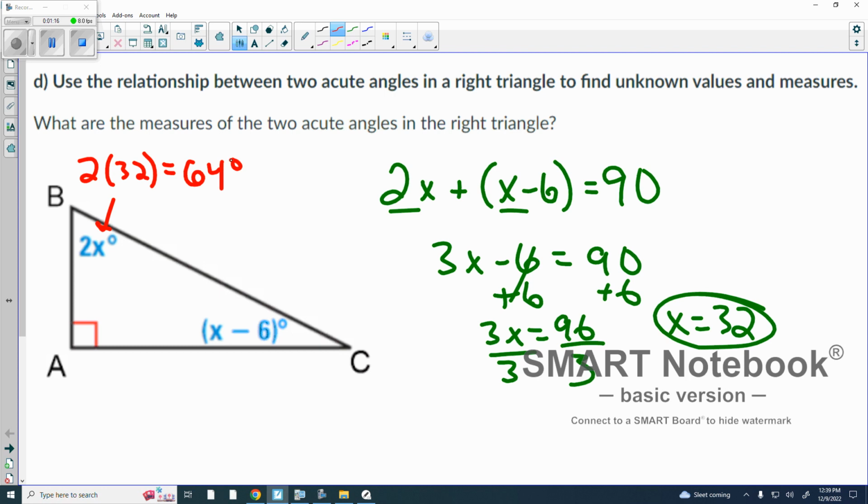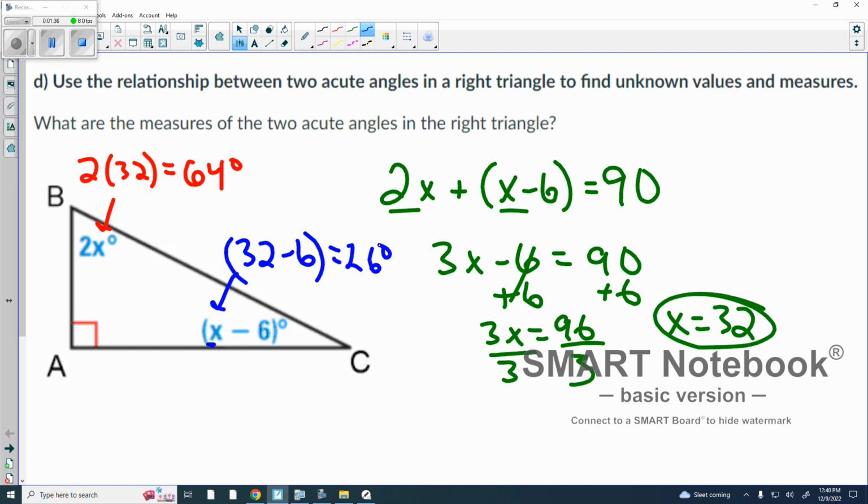I'm going to do the same thing for angle C. I'm going to plug in 32 there. So I have 32 minus 6, which is equal to 26 degrees. So I know that the measure of angle C is 26 degrees.